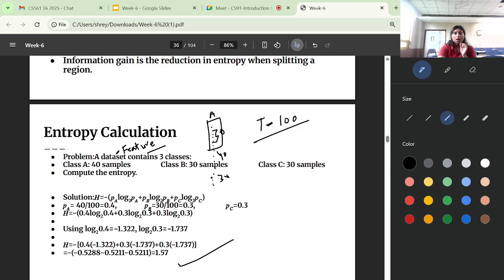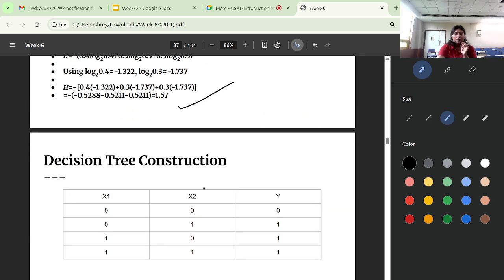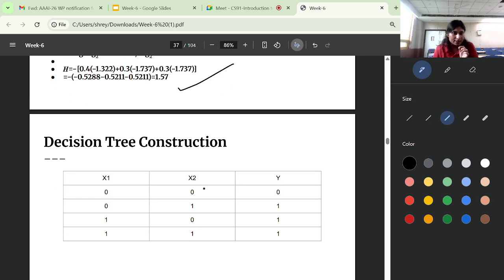Okay, done. Now let's say this is your decision tree. Just note down these values because we will be calculating the entropies and other things for this.